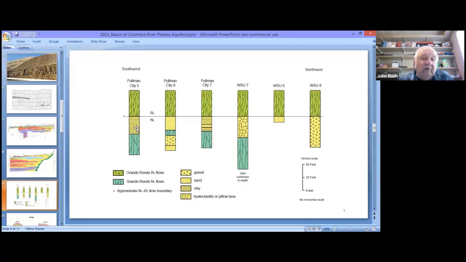Pullman City 5 and Pullman City 8 are probably only a couple thousand feet apart, maybe 3. But these sediments over here in 8, between the two, are in contact with that basalt and in contact with the overlying basalt. The water is being transmitted from someplace into this intraflow zone, primarily through the sediments. These sediments consist of gravels, pillow lavas, broken up pillow lava glassy zones.